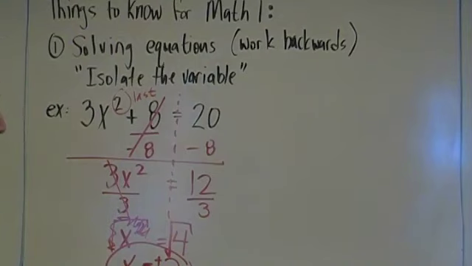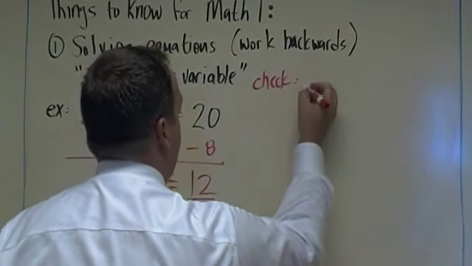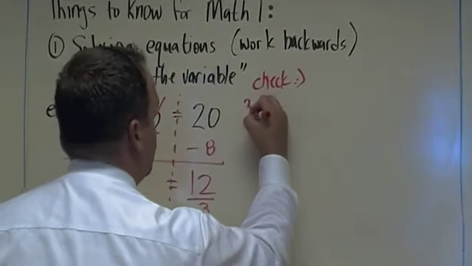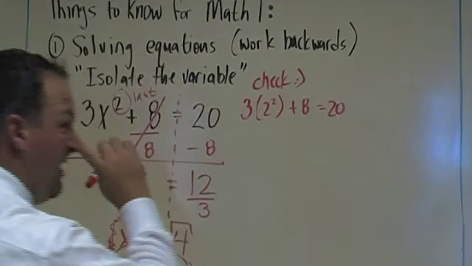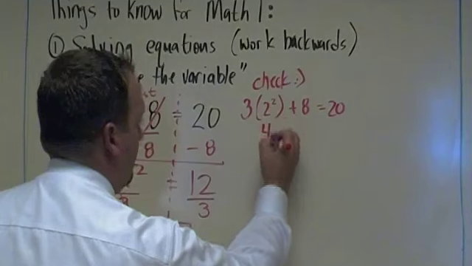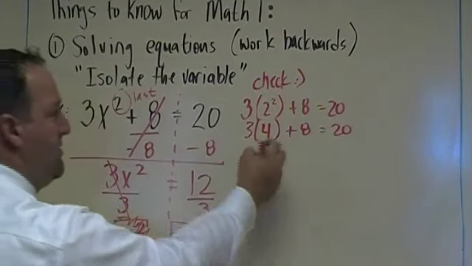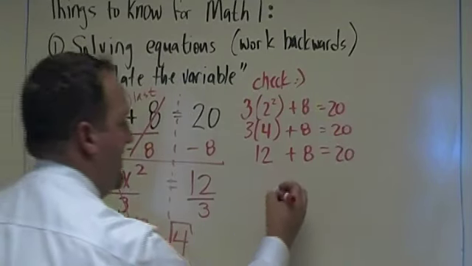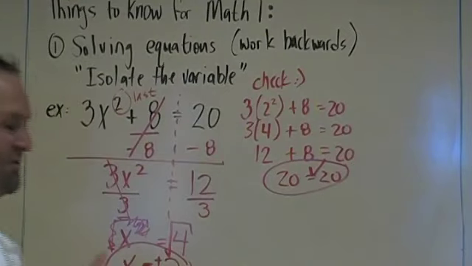But we can check both answers in our original equation. So here's our check over on this side. And we're going to do two checks. The first check, we're going to use the original problem, and I'm going to substitute in 2. So 3 times 2 squared plus 8 equals 20. Please excuse my dear Aunt Sally. Let's do the parentheses and the exponents, which will be 4. So 3 times 4 plus 8 equals 20. 3 times 4 is 12, plus 8 equals 20. 12 plus 8 is going to give you 20 equals 20. True statement, 2 works.